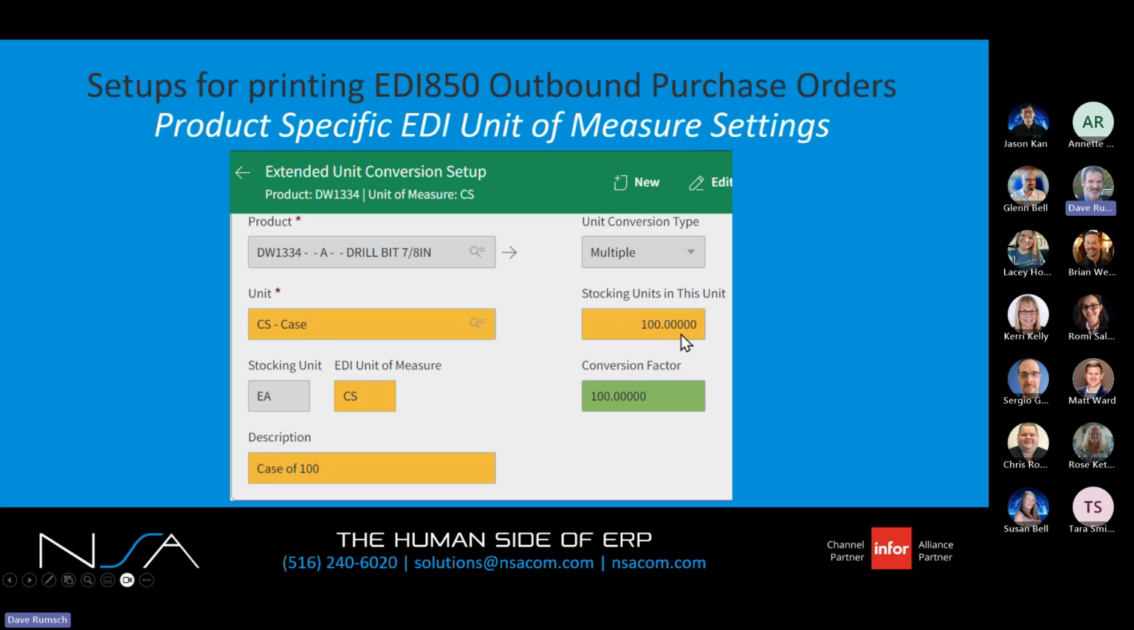That'll be 100 stocking units of measure, which the system will automatically compute the conversion factor. And I'll put a description in. That's a simple setup for buying 100 or a case of drill bits.